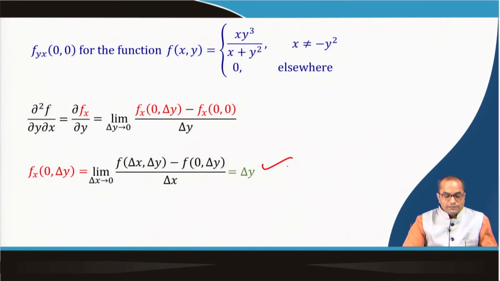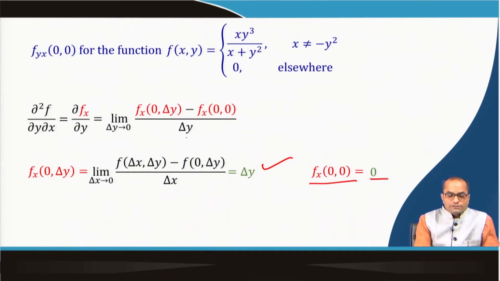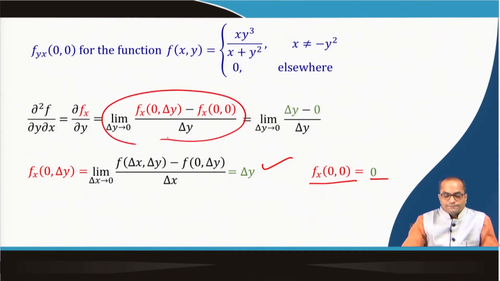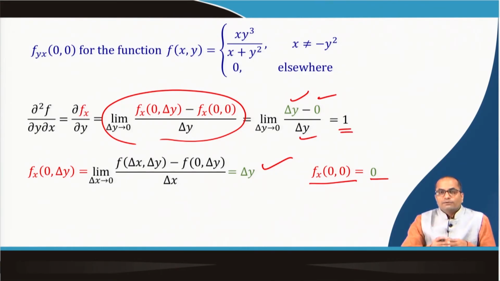So, we have Δy here, and f_x(0, 0) as usual, because when we apply this definition, both the arguments, both the functions there, the 0 will be one of the arguments, and that will be 0 minus 0. So, again 0. Now we substitute into this definition. So, we have Δy minus this 0 over this Δy, and this is equal to 1. So, it was 0 there, and now we have 1 here. So, these two partial mixed order derivatives are not equal.